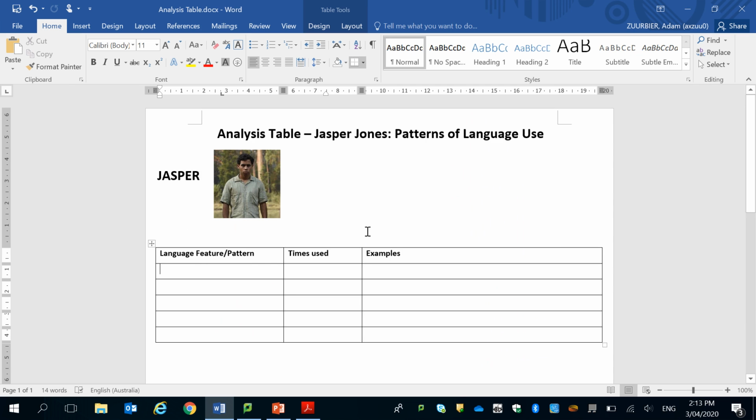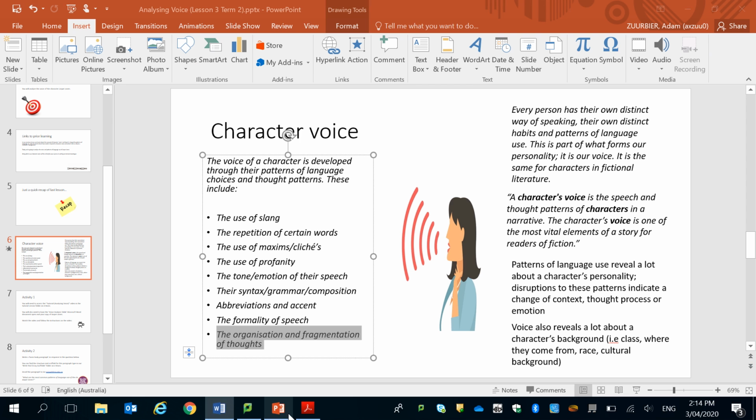Okay, so I'm just going to explain what is in this table, and then we will start to fill it out. You are going to fill it all out along with me on your copy of it. So we've got the heading there, then we've got a picture of Jasper from the movie. In this column here, we're going to identify the pattern of language use that we've identified. So here we've got a list of them, and there might also be some that are not included in that list here that we've identified through our analysis of the chapter excerpt.